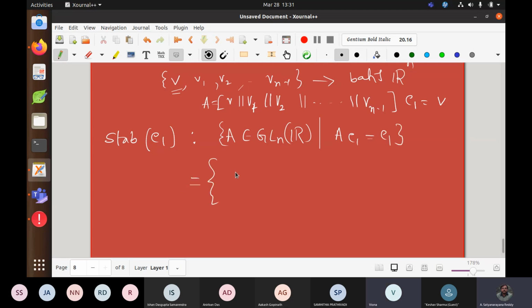So can somebody tell me? We know that the first column will be E1. Okay, that much only. So this much we know, right? Now, what is it that I have to ensure and take care of? So this is again, if I multiply E1, I'll get E1, right?